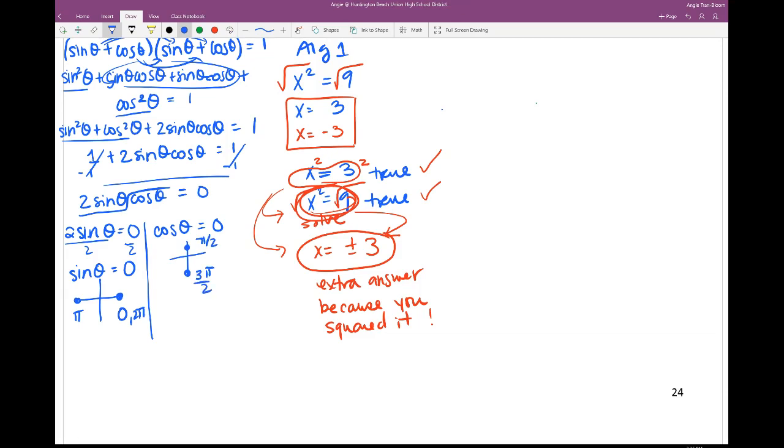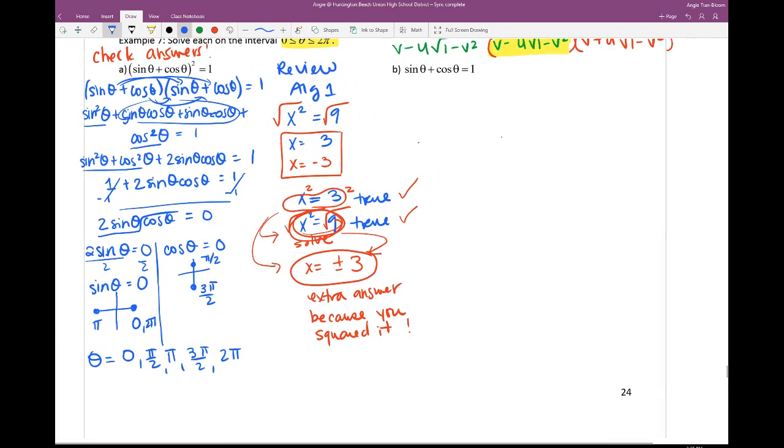So would you agree, it looks like we have 5 answers, right? Theta is, let's start from small to big, 0, pi over 2, pi, 3 pi over 2, and because 2 pi is included in my instruction, I want to write down 2 pi. But the question is, can I keep all of these? So let's go back and check them. Let's start with the first theta, which is 0.